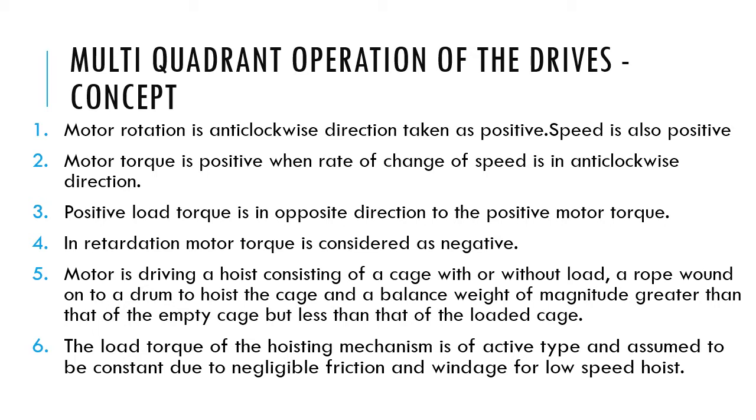The fifth point: the motor is driving a hoist consisting of a cage with or without load, a rope wound onto a drum to hoist the cage, and a balance weight of magnitude greater than that of the empty cage but less than that of the loaded cage. Sixth point: the load torque of the hoisting mechanism is of active type and assumed to be constant due to negligible friction and windage for a low speed hoist.